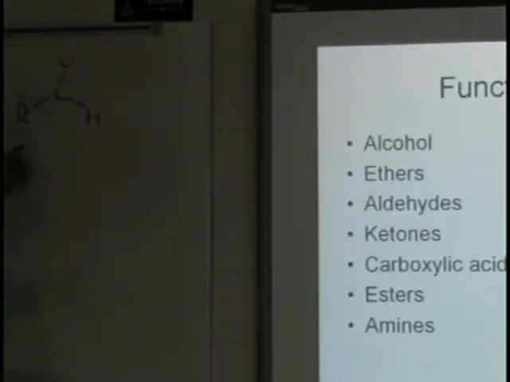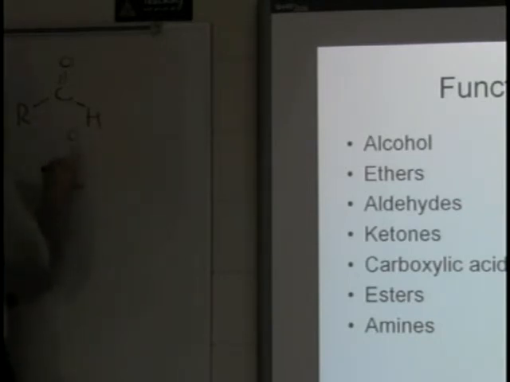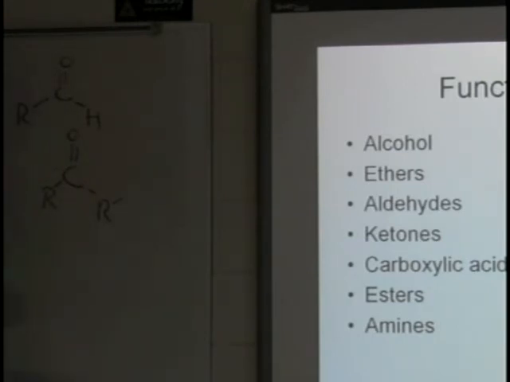Ketone would be replacing this hydrogen with another carbon group. So a ketone, we draw something like that. Here's an R group, here's a second R group with the carbon double bonded oxygen. Carboxylic acid, what it's going to do is replace that H or that R with an OH. So again, this would be the carboxylic acid group right there.